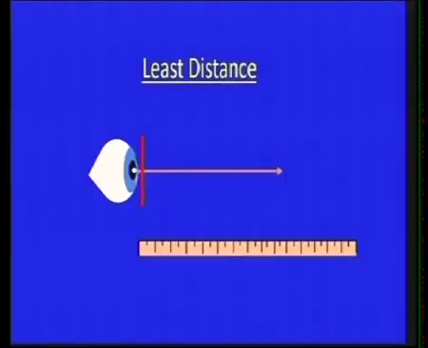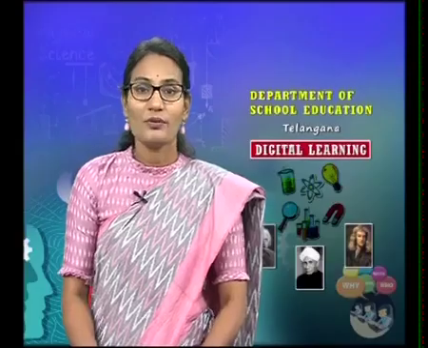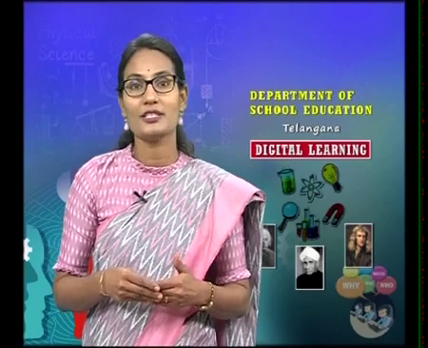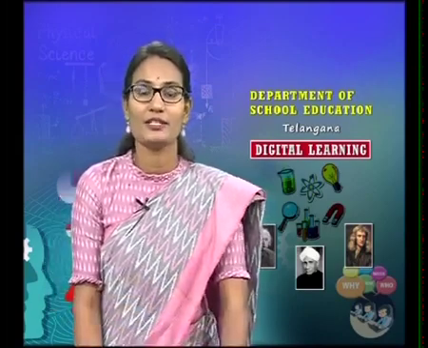So observe this picture. Take a rod of length 20 centimeters and move it away from your eye horizontally, slowly. Fix it at a position at which you can see the whole object clearly, and measure the distance between your eye and that position of the rod with the help of a scale. For a healthy human eye, the least distance value is about 25 centimeters.